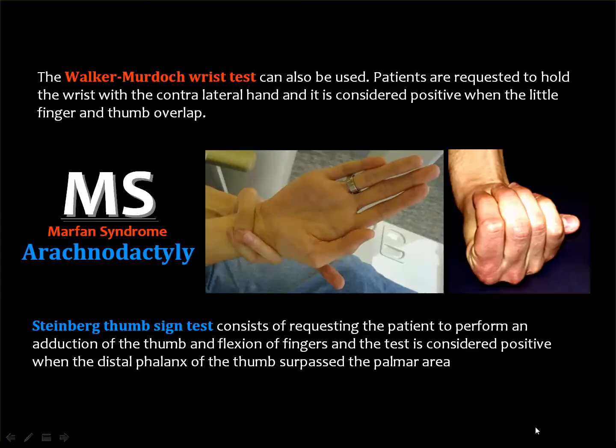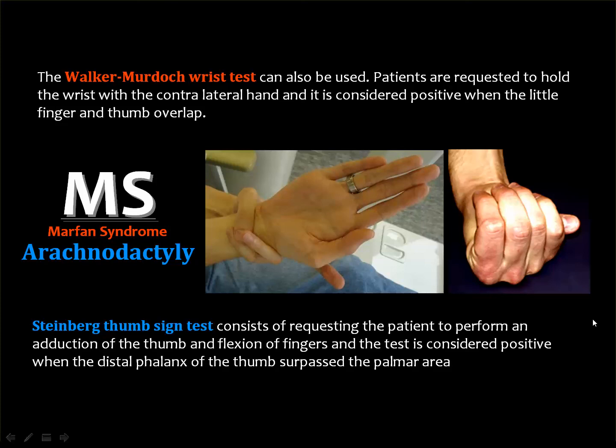Number three is known as the Walker-Murdoch wrist test. If you hold the wrist of one upper limb with the hand of the other upper limb, and you get overlap of the fingers, this is not usual in normal subjects.